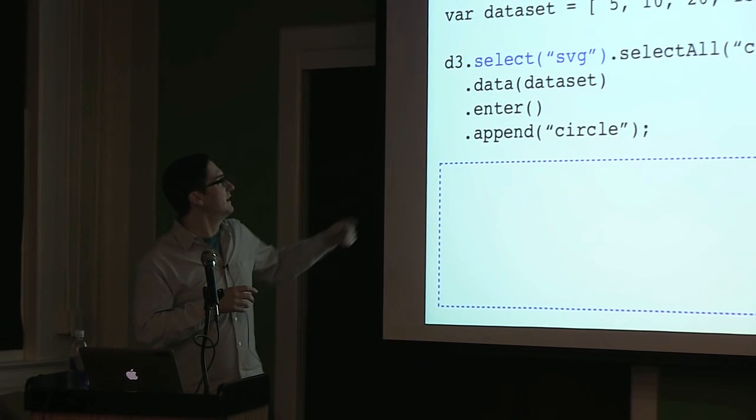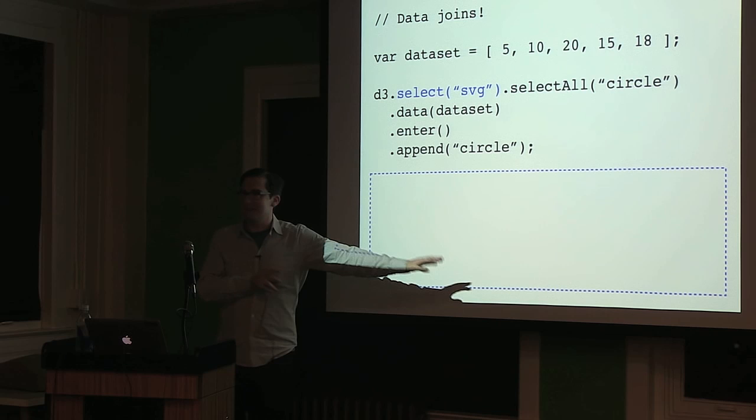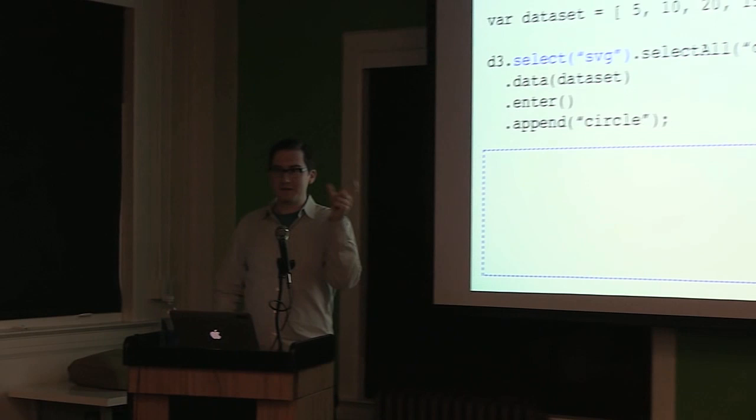Here we say select svg. This is not a real demo. This is my mock-up of a demo. So we're going to pretend I've already made an SVG image that's this dashed rectangle. Right now it's empty. It's just plain white. So I'm selecting that SVG, and that function returns this selection. So great, I found my SVG in the document. I'm ready to do something.